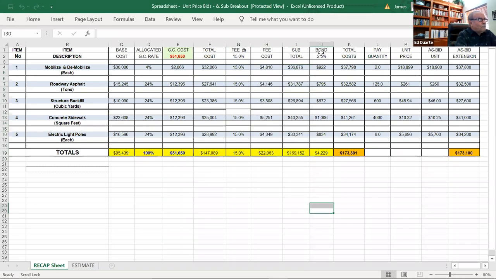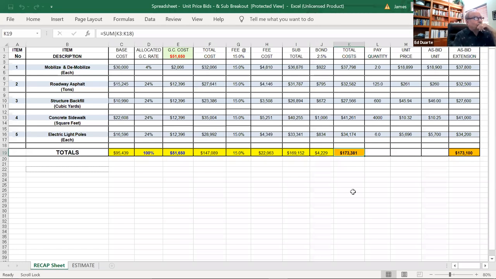Now the final thing I have to do as a prime is that I have to bond the job. So that bond cost has got to be included in my number. So if my bonding rate's 2.5%, there's my bond cost, or the $4,229 is what I'm going to be paying my broker for the cost of the performance and payment bonds that I'm going to issue to Caltrans when I'm awarded the contract. And I don't pay that, by the way, unless I do get the job. You don't pay for bonds unless you get the contract. So now I'm at 173,381.